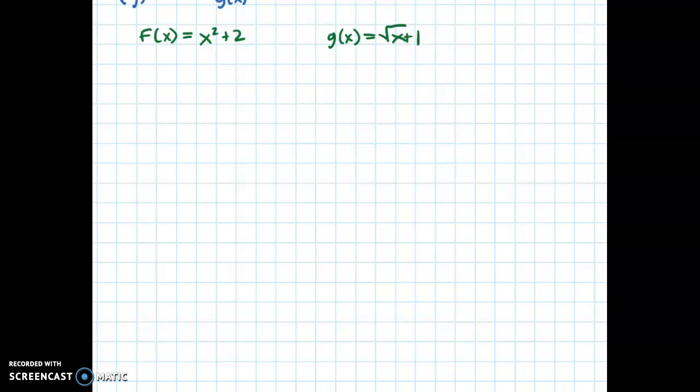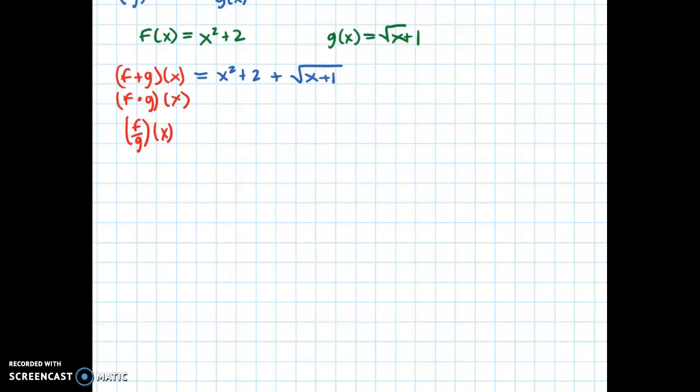And let's do a couple of operations. Let's add. Let's multiply. And let's divide. And we're going to evaluate the domains or determine the domain. So if I start with f plus g of x, I just have to take x squared plus 2 plus the square root of x plus 1.